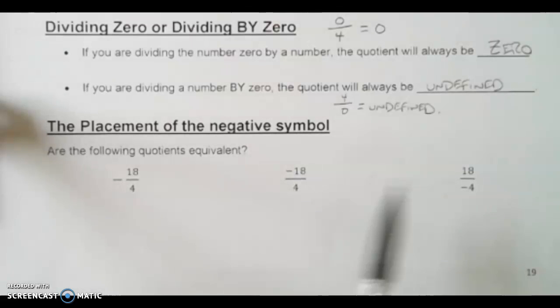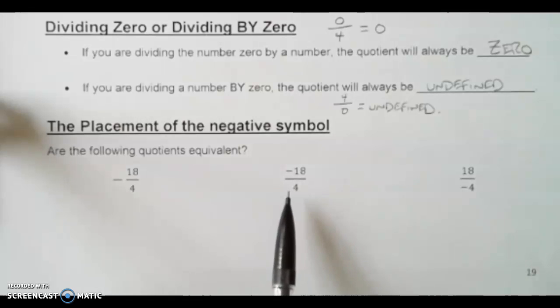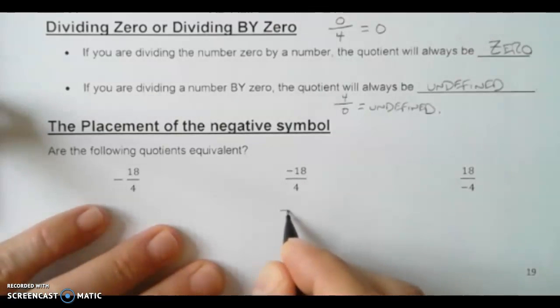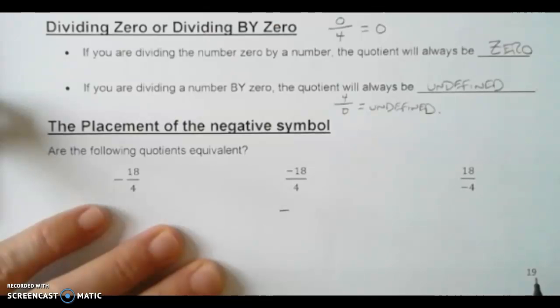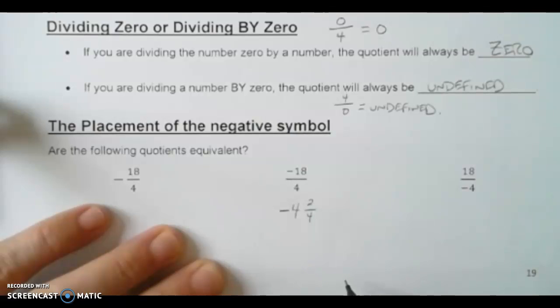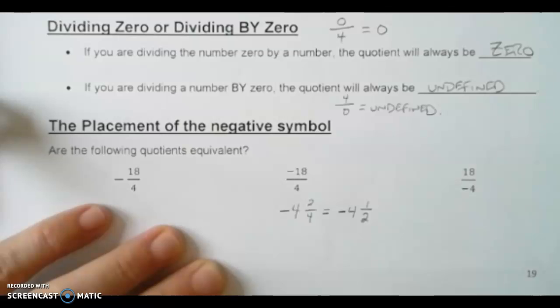I want to talk about each of these because we've already talked about examples like this with our division rules. In this middle example, we have a negative number being divided by a positive number. Okay, and when we do a negative divided by a positive, we learn that the quotient should be a negative number. Now if we do the division, 4 goes into 18 4 times. 4 times 4 is 16, so there's still 2/4 left over. So this becomes negative 4 and 2/4, which actually simplifies down to negative 4 and 1/2.